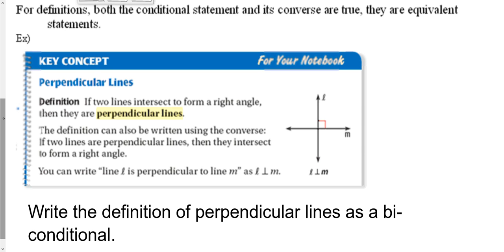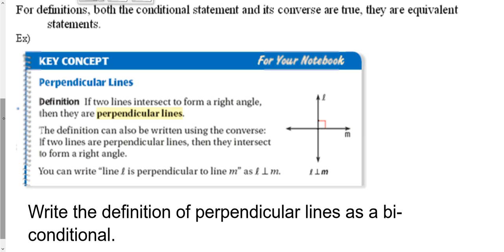So looking at perpendicular lines. What do we know about perpendicular lines? The definition is, if two lines intersect to form a right angle, then they are perpendicular lines. The definition can also be written using the converse. If two lines are perpendicular, then they intersect to form a right angle. So the first one was our conditional, the second one was the converse, and both are true.